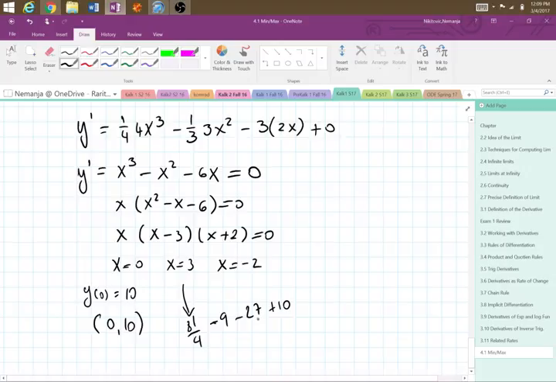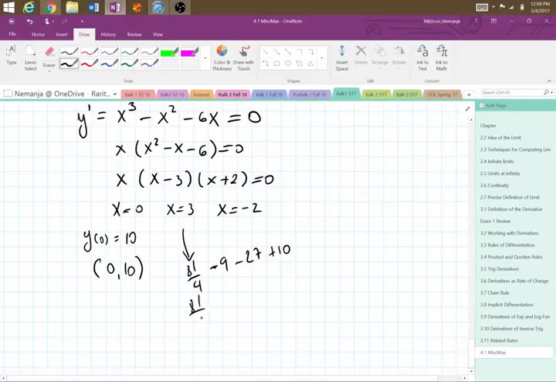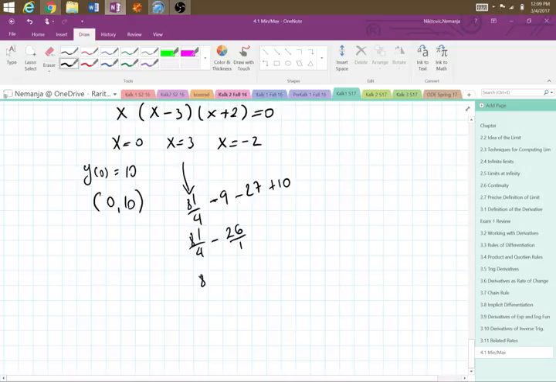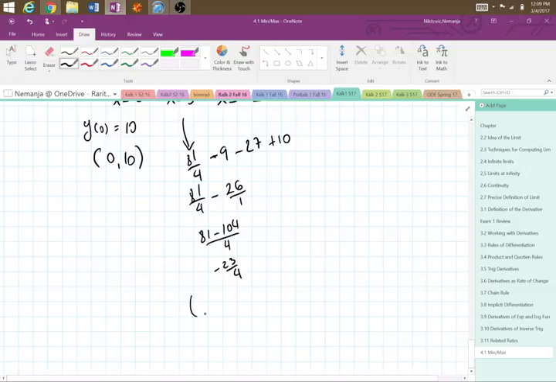That's negative 26. 81 over 4 minus 26 over 1 times 4 gives 104, so 81 minus 104 over 4. What would that be? That's negative 23, right? Over 4. So the point is 3, negative 23 over 4.